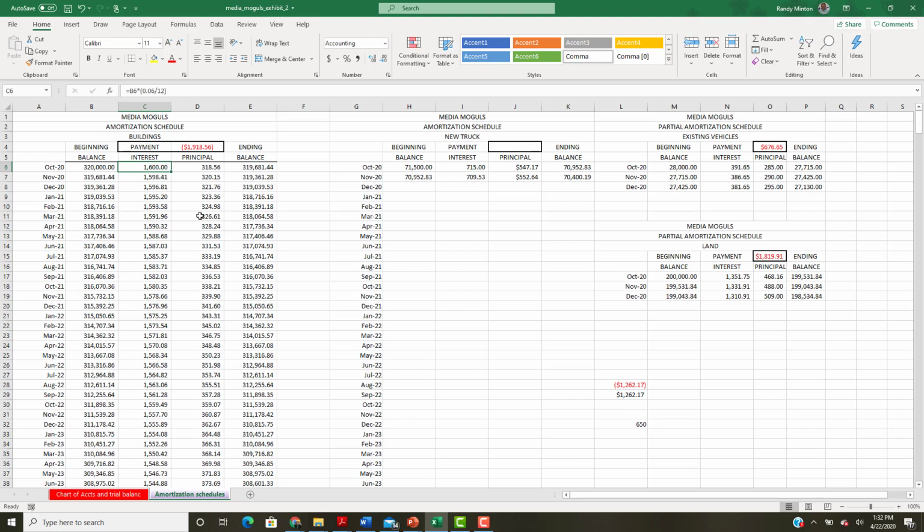Your principal meaning, you're going to debit the interest expense for 1600 in this case. You will debit the notes payable current portion, in this case for the building, and you're going to credit cash because it's going to come out of your cash account in the amount of 1918.56. Okay, well, I think that does it for me for this one.